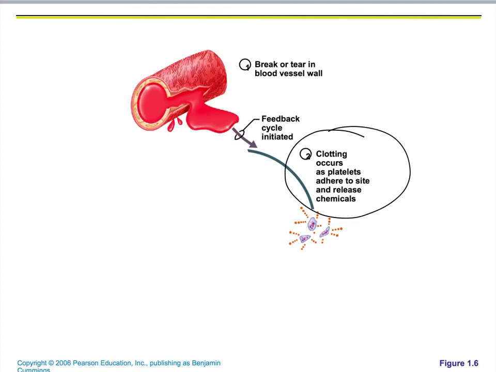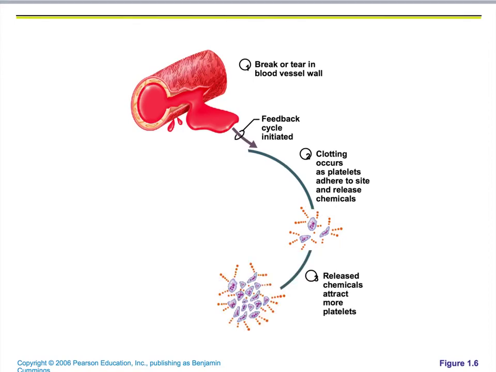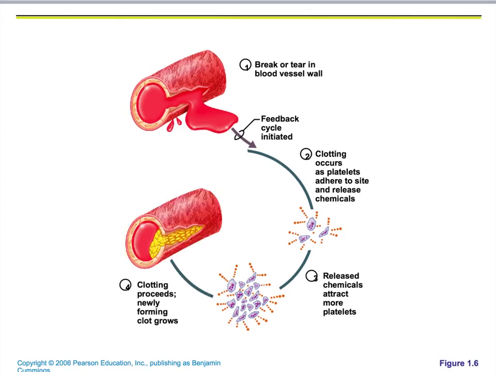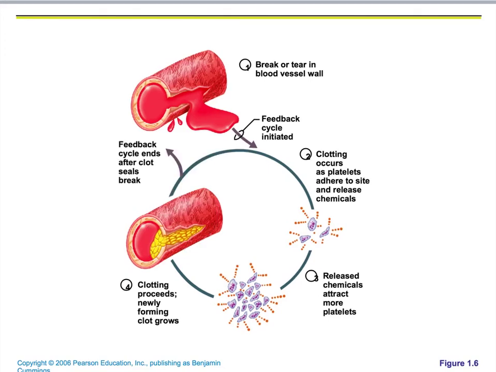And they release chemicals. All these little orange lines right here, those are chemicals being released by the platelets. Those chemicals in turn attract more platelets, so it's exaggerating that effect. Platelets attract more platelets, and eventually the clot starts to seal off the cut, and the feedback signal ends after the clot is fully healed.